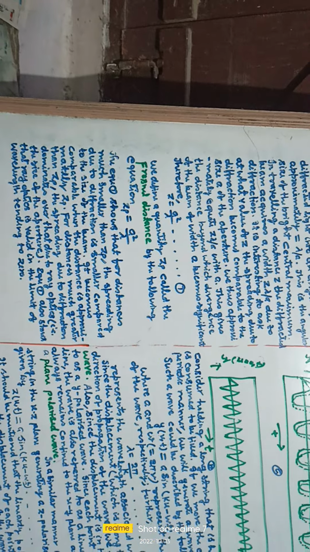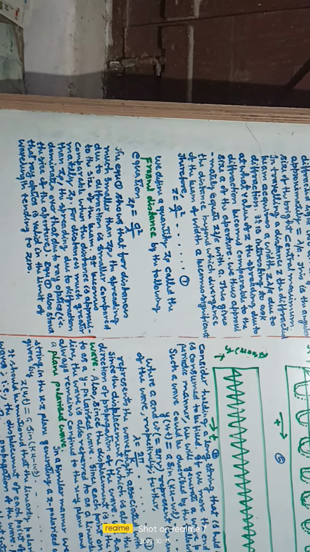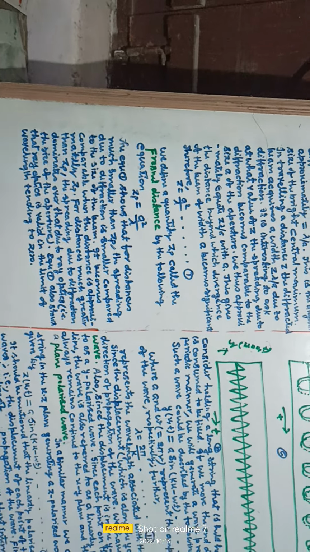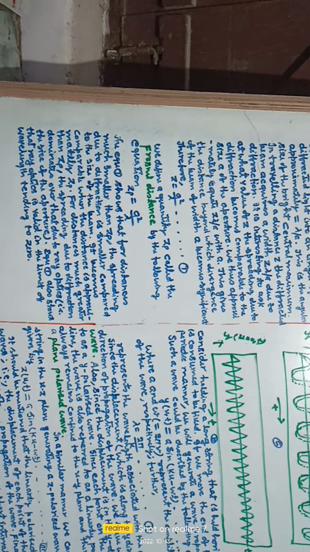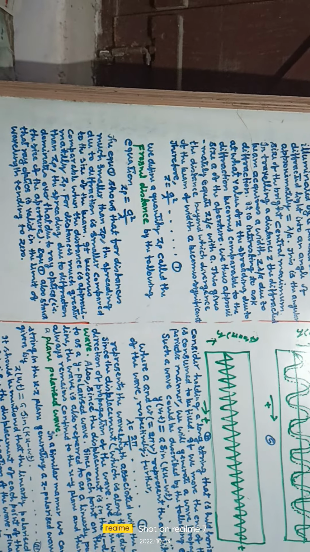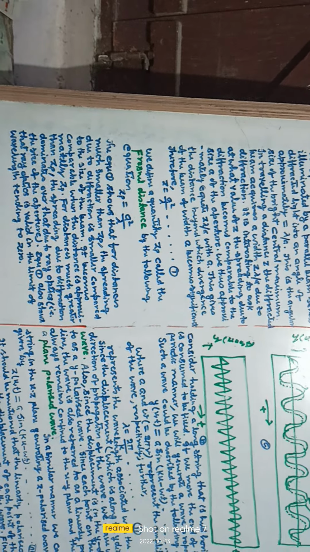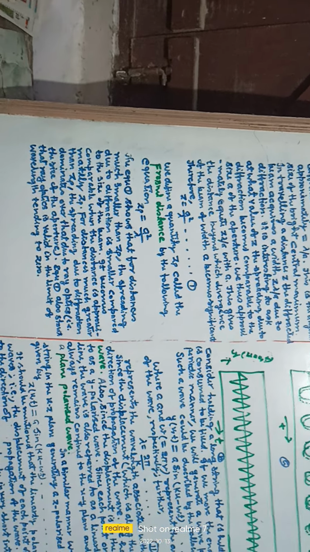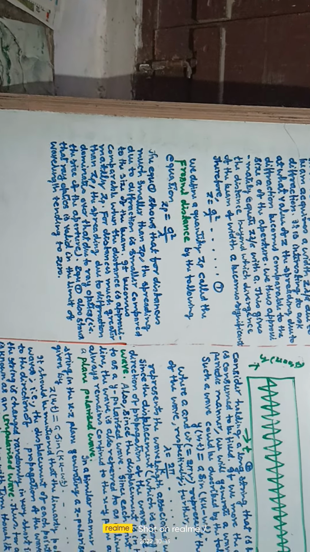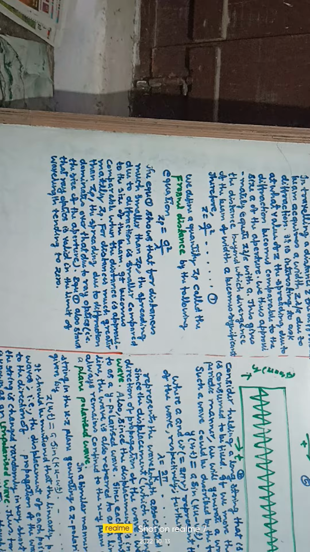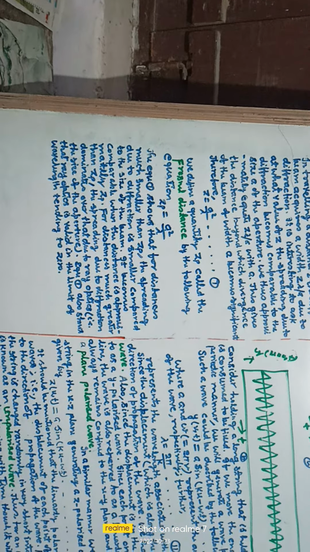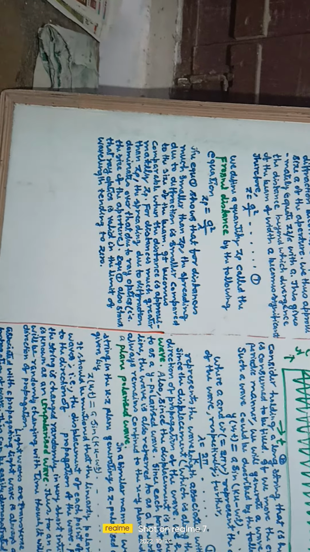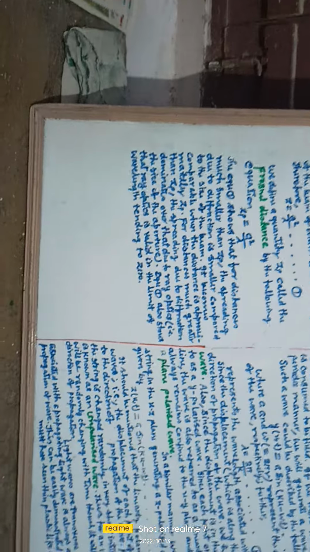We define a quantity Z_F, called the Fresnel distance, by the following equation: Z_F equals a square by lambda. The equation shows that for distances much smaller than Z_F, the spreading due to diffraction is smaller compared to the size of the beam. It becomes comparable when the distance is approximately Z_F. For distances much greater than Z_F, the spreading due to diffraction dominates over that due to ray optics. Here a means the size of the aperture. Equation 1 also shows that ray optics is valid in the limit of wavelength tending to 0.